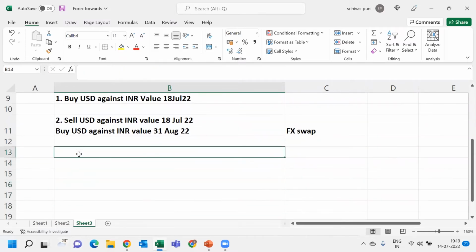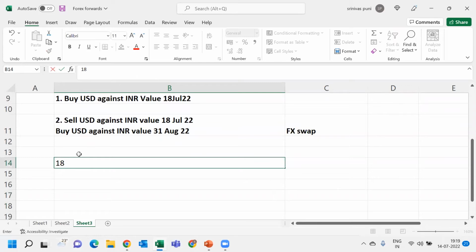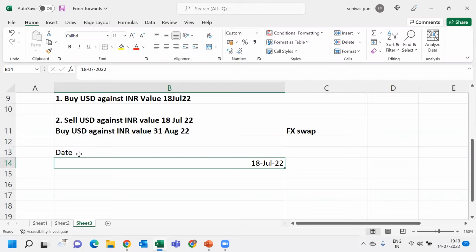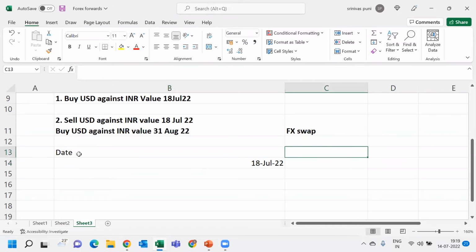Say, let me write the numbers here. So 18th July 22. This is the date, right? Then you are buying. I'm writing it from your perspective, that means you have gone to a bank and you are doing this, right? You're buying. Instead of writing buy, I will write plus. Plus means you're buying. Minus means you are selling, right?